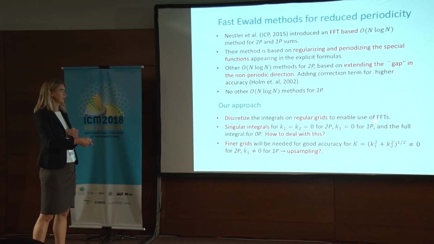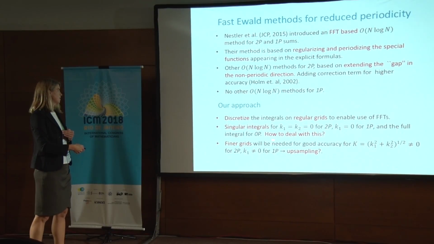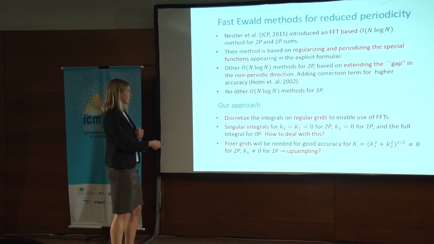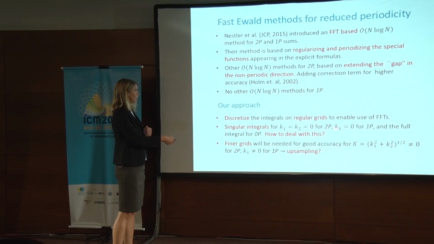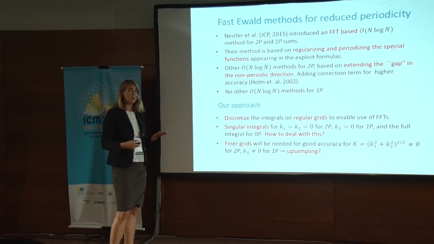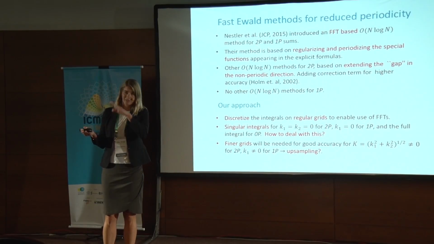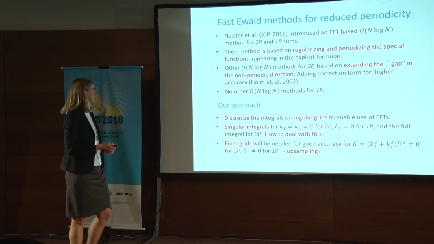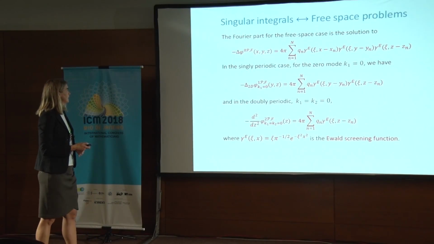We want to discretize the integrals on regular grids, but we have to think about it here. We have singular integrals. If we let the discrete wave numbers be 0, we're going to have a singular integral. So how do we deal with this? Also, it's not a discrete sum anymore, it's an integral. So if we replace it by a sum, it's a quadrature problem. How fine a resolution do we need? Do we need to upsample at all? We have to think about these things.